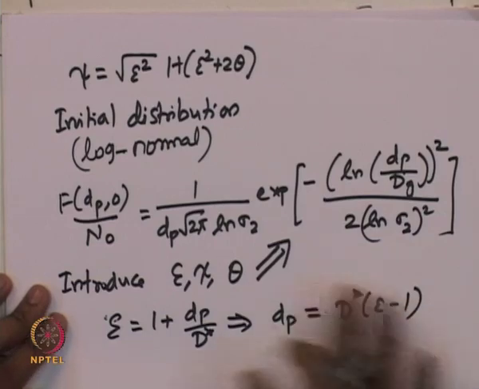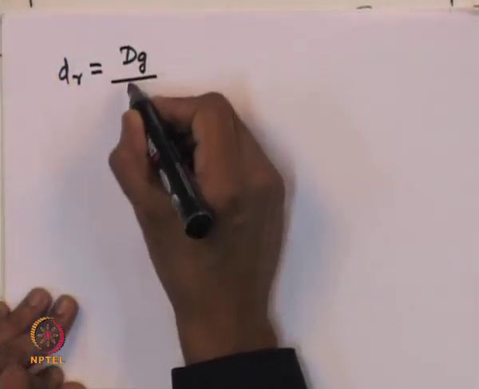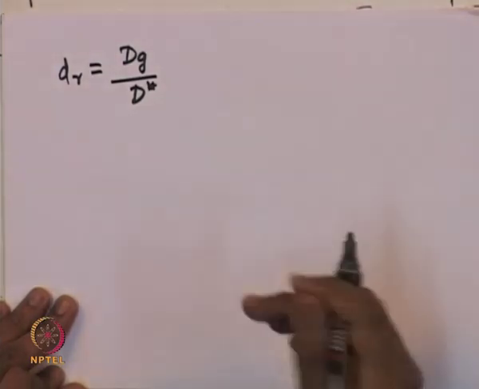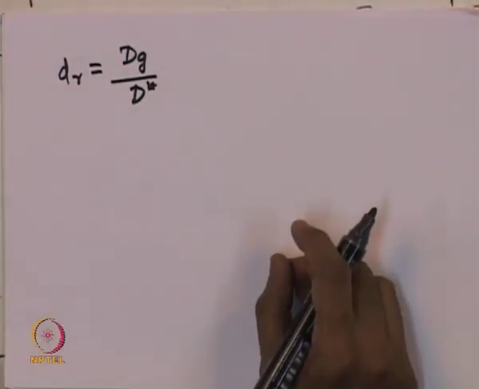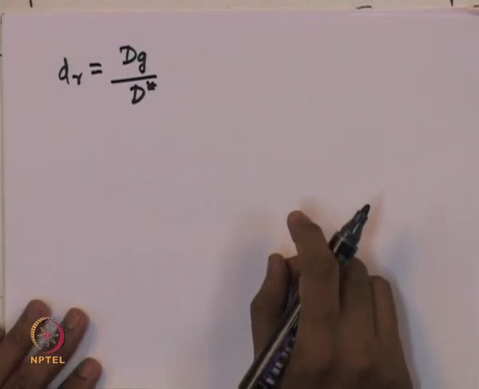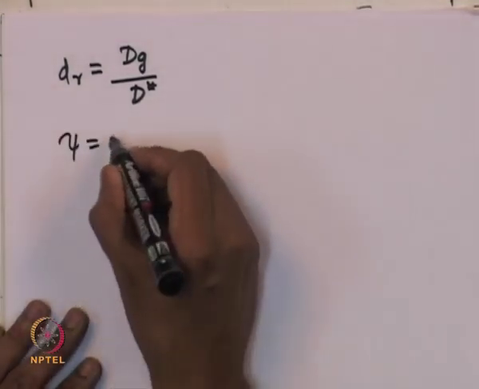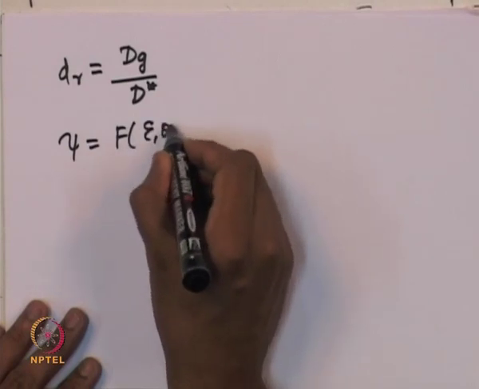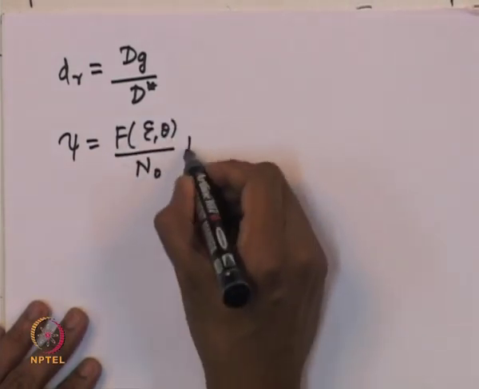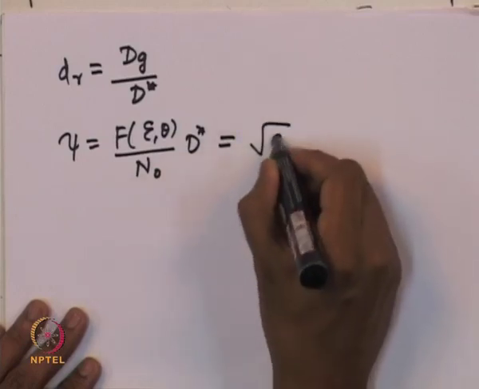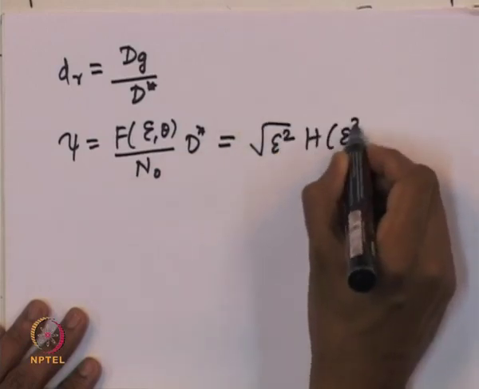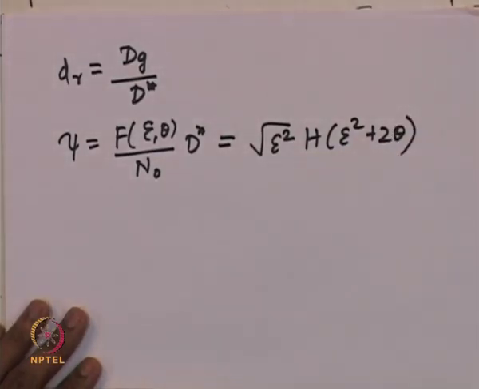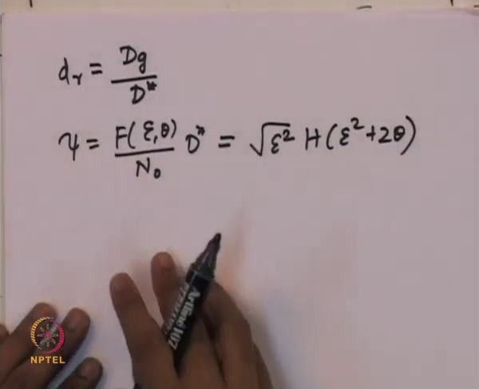the other parameters. So, if we assume a new variable dr is equal to dg divided by d star, where dg is some parameter of the distribution and d star is the diameter at which the mass transfer rate and the reaction rates are equal, then we can find out that psi is equal to some f of epsilon comma theta divided by n naught into d star, that should be equal to square root of epsilon square into h of epsilon square plus 2 theta. So, that is the functional form of this variable psi.